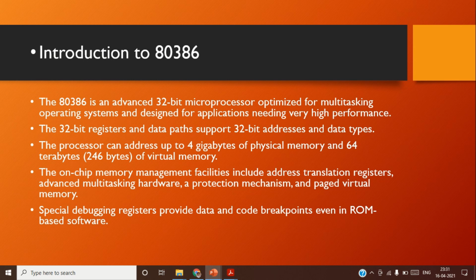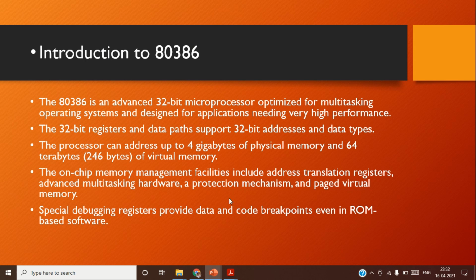So it can address 4 GB of memory, and you can see here it can address 64 terabytes of virtual memory. Since 2 to the power 32 is equal to 4 gigabytes, your processor, since it is a 32-bit microprocessor, can address 4 GB of physical memory. And if we talk about virtual memory, it can address up to 64 terabytes of virtual memory.